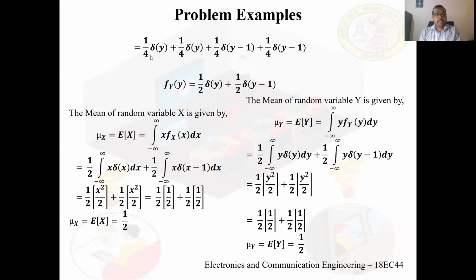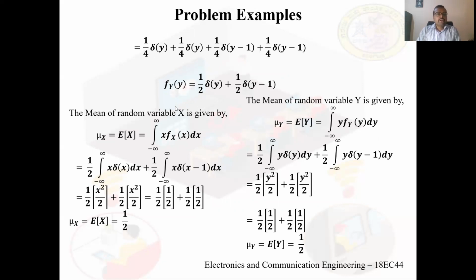Now, since each integration becomes 1, you can write it as 1/4 δ(y) plus 1/4 δ(y) plus 1/4 δ(y−1) plus 1/4 δ(y−1). We have 1/4 δ(y) twice, and 1/4 δ(y−1) twice. So it reduces to 1/2 δ(y) plus 1/2 δ(y−1). This is the marginal density for the random variable Y.